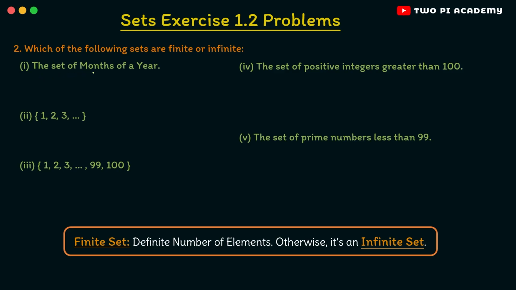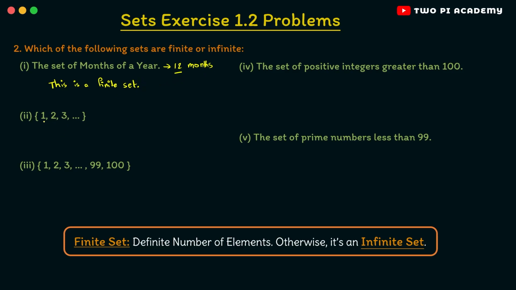First, the set of months of a year. How many months are there in a year? In every year, there are clearly 12 months, right? There are some different calendars like the Indian calendar, but generally, worldwide, they follow a year that has 12 months, January, February, March, and so on until December, right? So here clearly 12 is a definite number. There are definitely 12 months in a year. So you can say that this is a finite set.